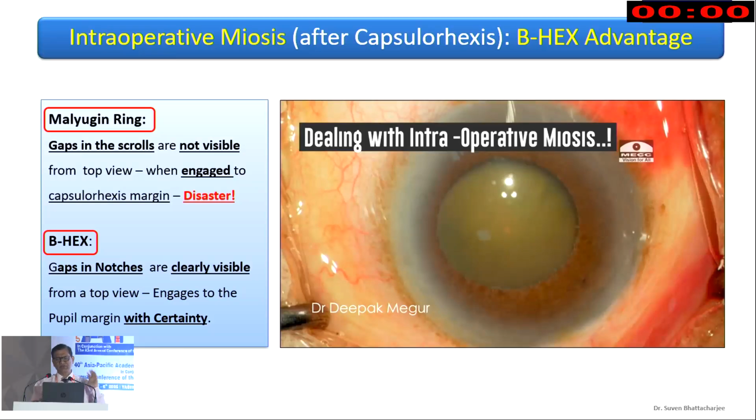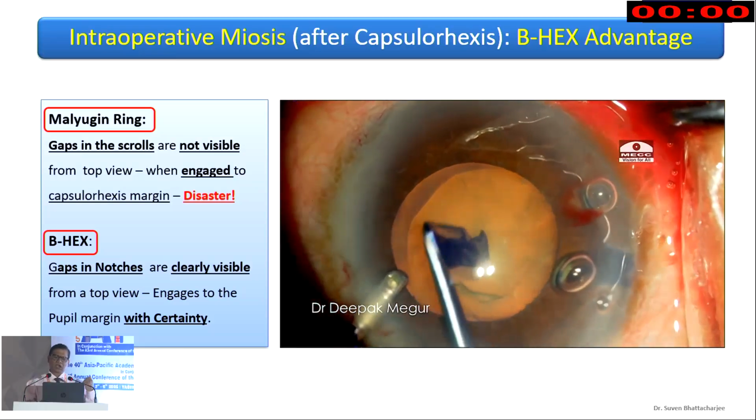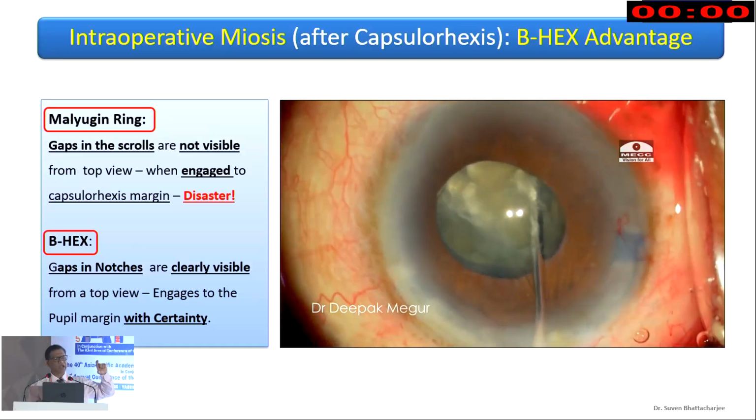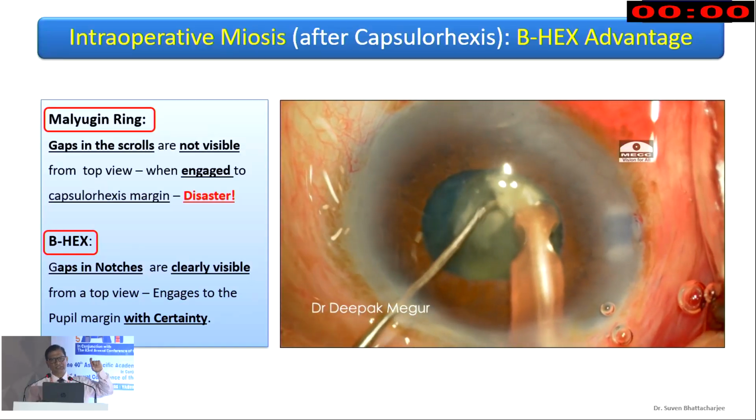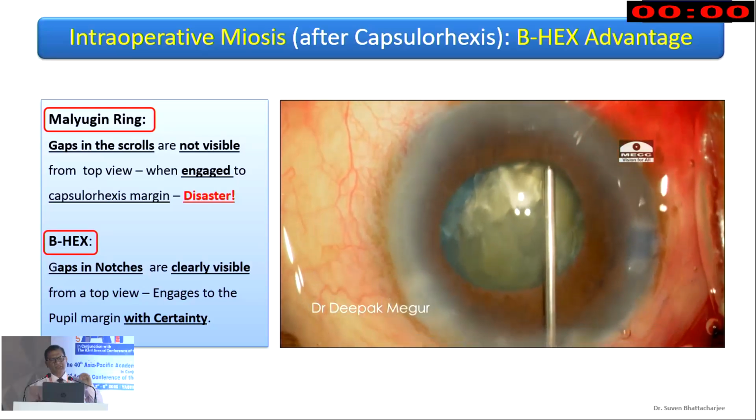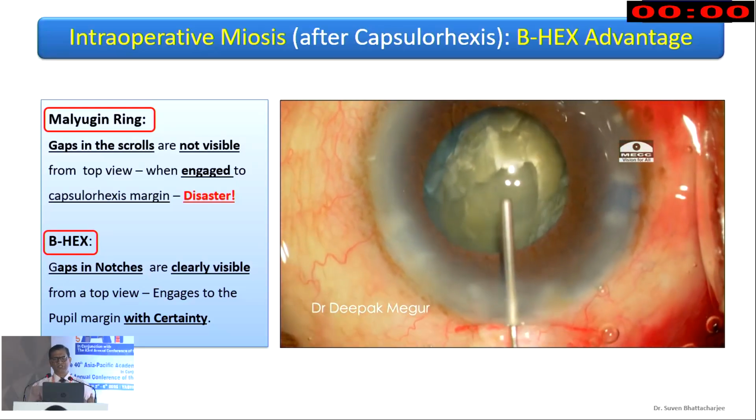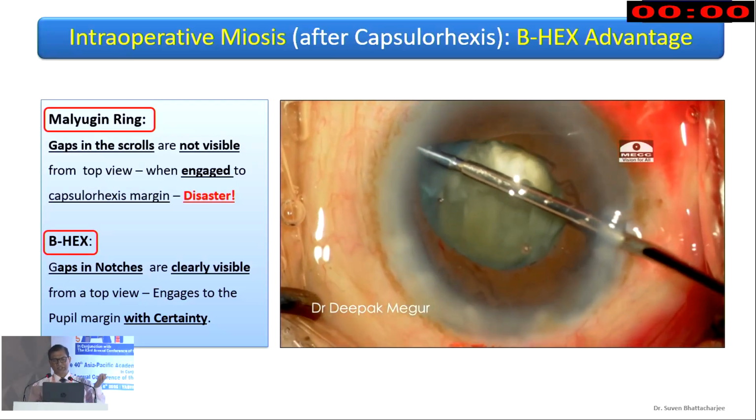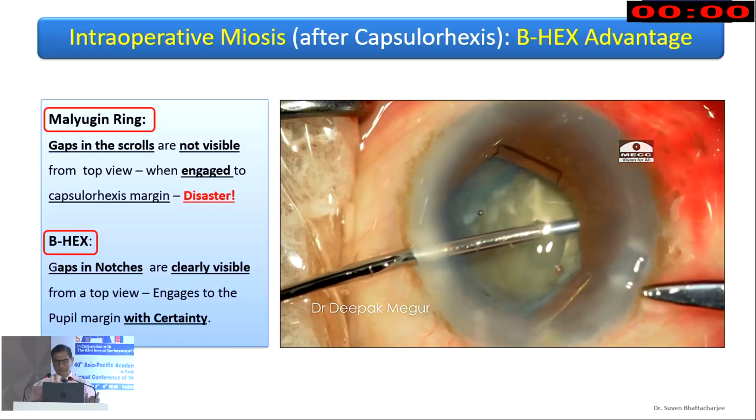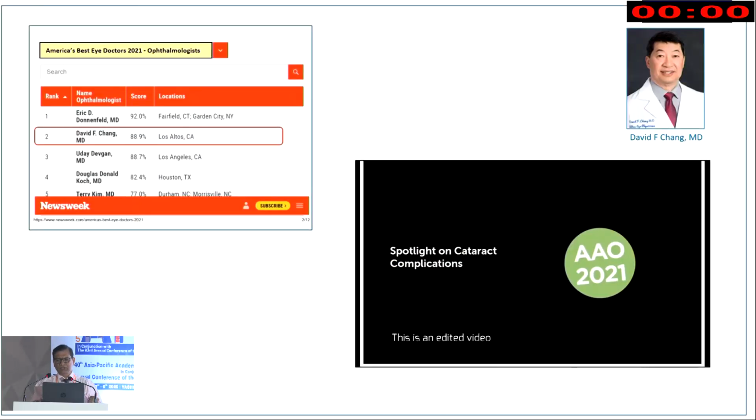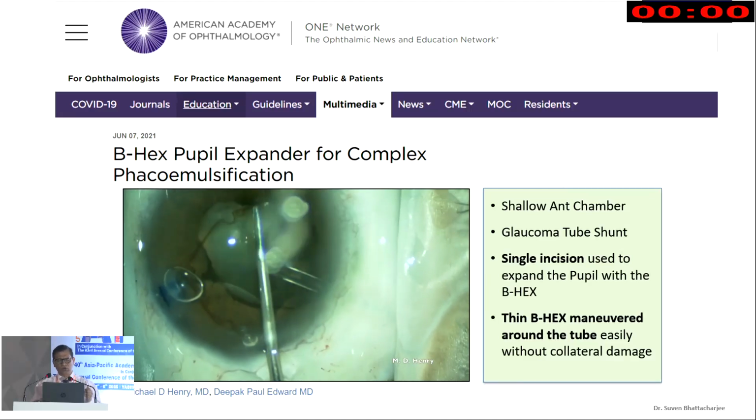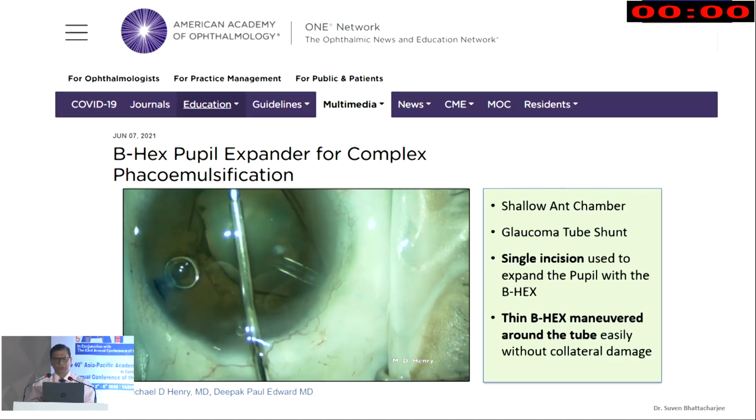Let's skip this. In intraoperative miosis, it's again the devices which all exist, like the Malyugin ring, that have a vertical profile which engages the pupil margin. With the BHEX, the notches being horizontal, you can tuck the flanges under direct visualization without engaging the capsulorhexis margin, and you have instant confirmation that you have not engaged the capsulorhexis margin. And this is what Dr. David Chang had shown at AAO, and this is on the American Academy website.